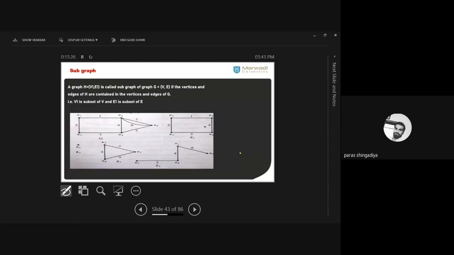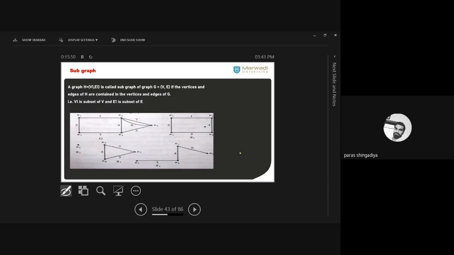So you have to take a part of some graph. There is a main graph which includes some 10 to 15 vertices, edges and so on. Take one part of it, which includes 3 vertices, 2 vertices, 1 vertex. So this partition, this part of the graph, is called a subgraph of the given graph.